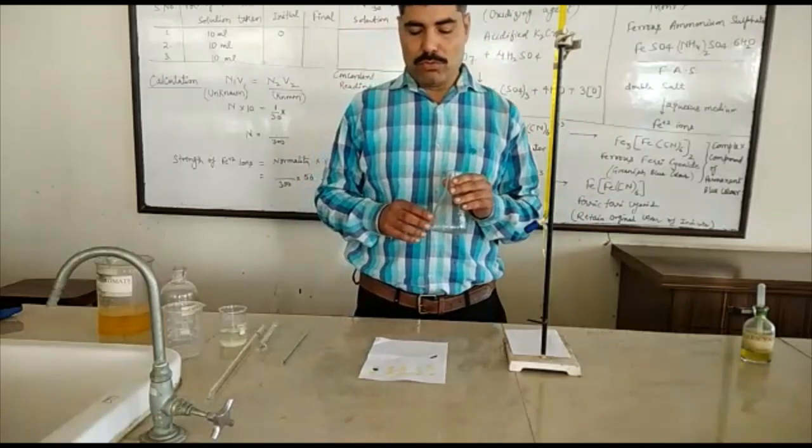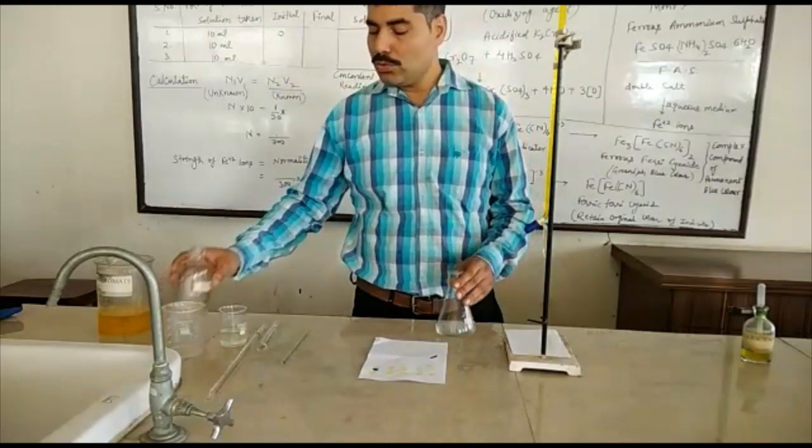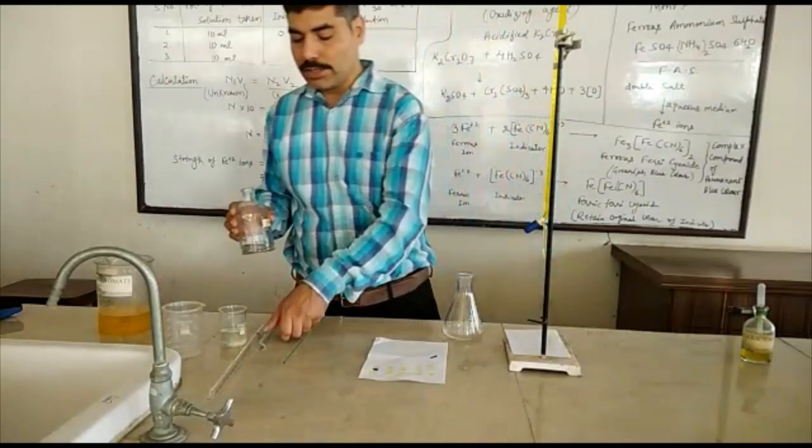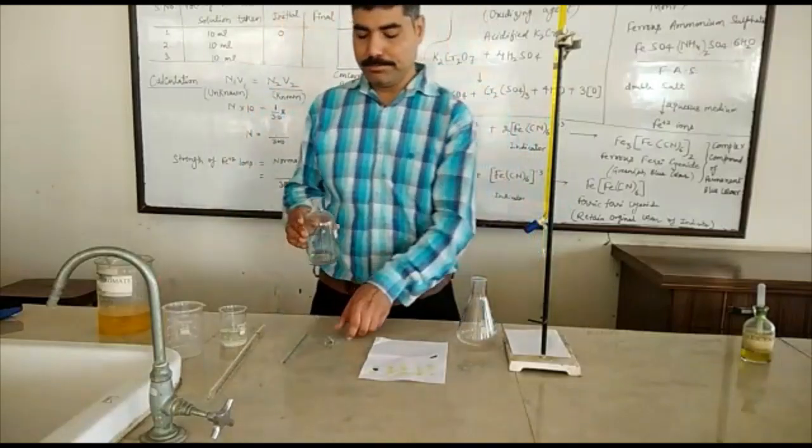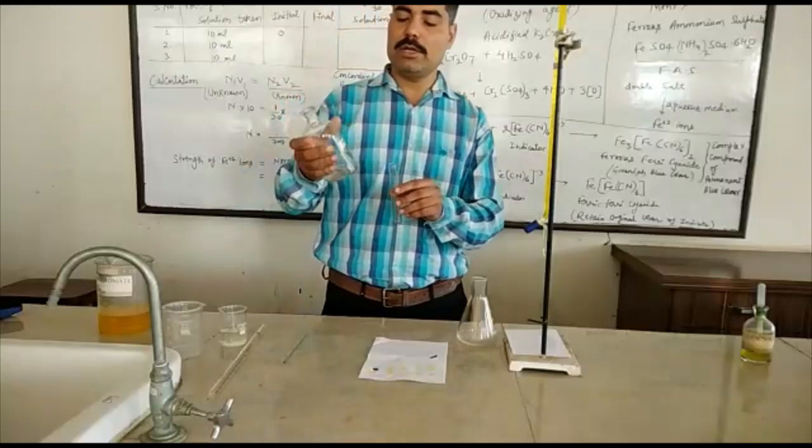Now, what we have to do is add 2 to 3 ml of dilute H2SO4 to the given sample solution, just to make it acidified. See, this is the dilute H2SO4.